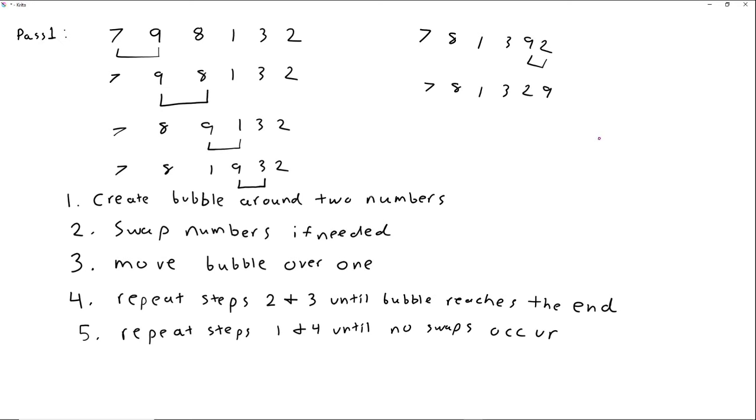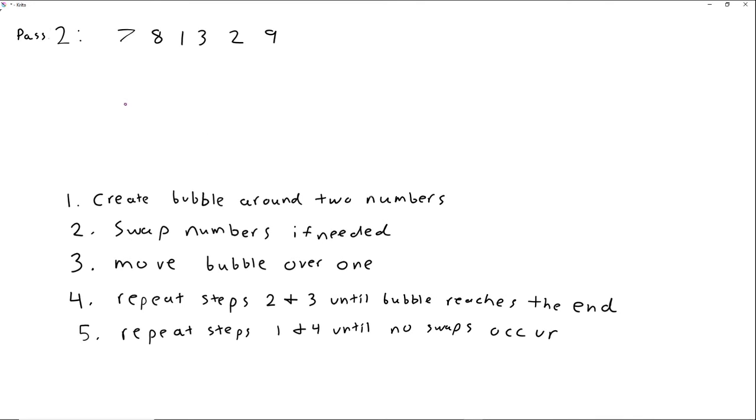As you may have noticed, what this pass did was effectively go through, take the highest number, which was the 9, and slowly move it all the way to the end of the array. Now let's go ahead and make another pass, bringing the bubble back to the front on the 7 and the 8. This is already in sorted order. We don't need to swap them. So we go ahead and move the bubble over 1.